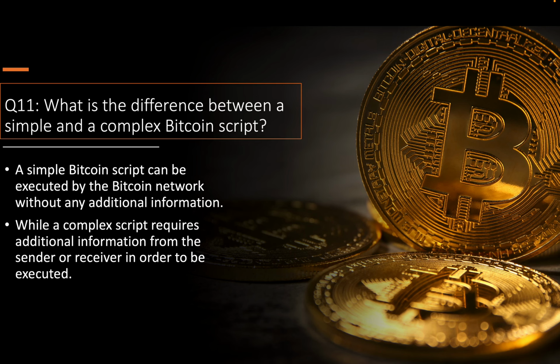Question number 11. What is the difference between a simple and a complex Bitcoin script? A simple Bitcoin script can be executed by the Bitcoin network without any additional information, while a complex script requires additional information from the sender or receiver in order to be executed.